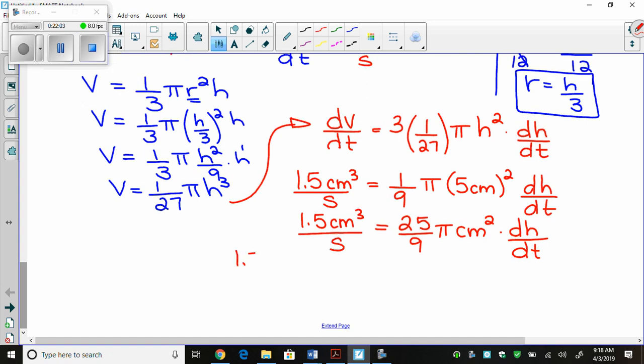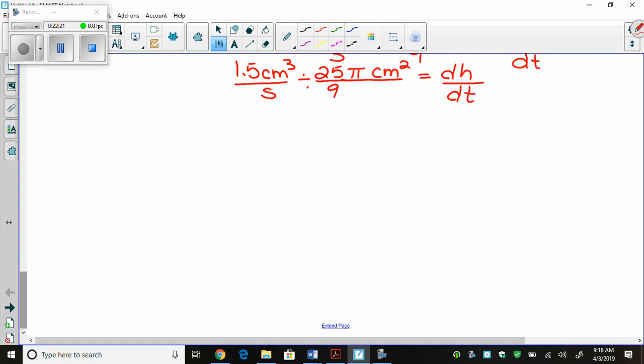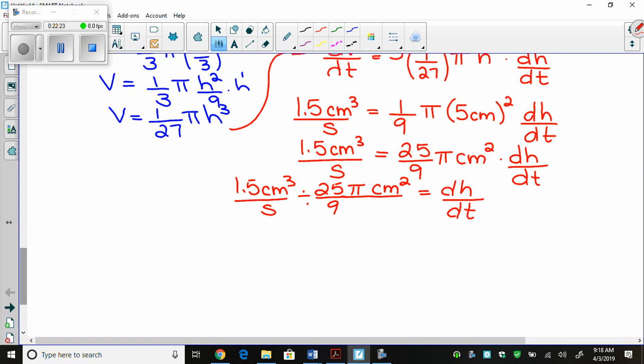Then we go 1.5 centimeters cubed per second divided by 25 over 9 pi centimeters squared equals dh dt. This is technically, if you want to be all over 9, because the other ones are all over 1. So we get 1.5 centimeters cubed per second times 9 over 25 pi centimeters squared.